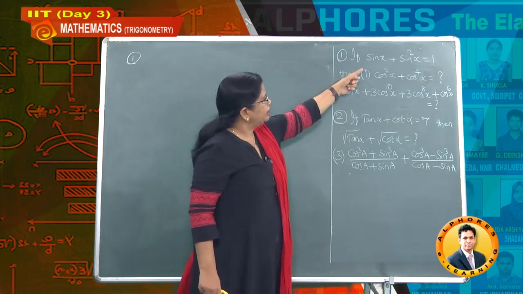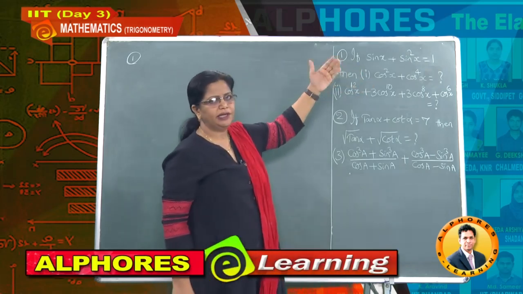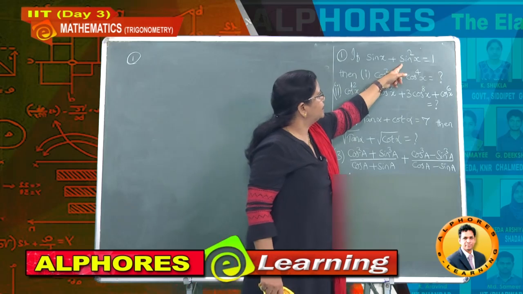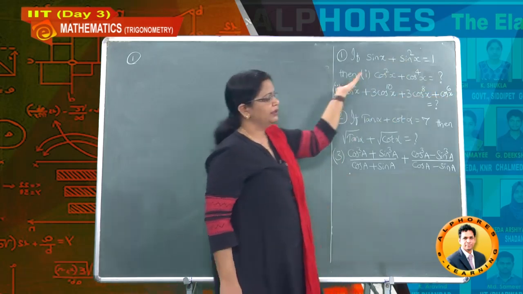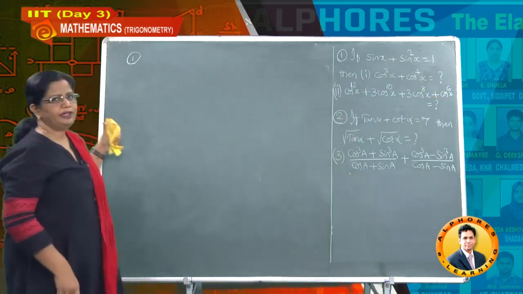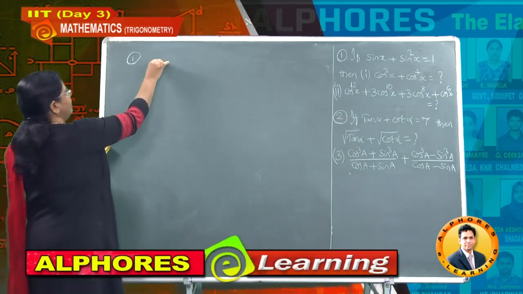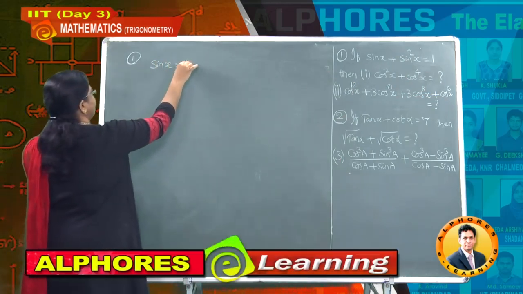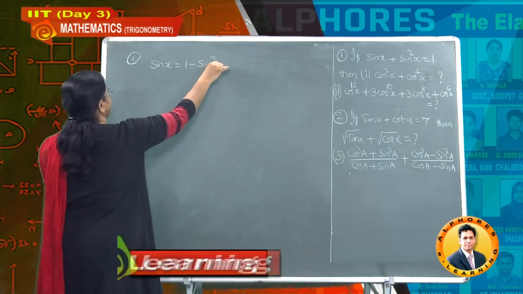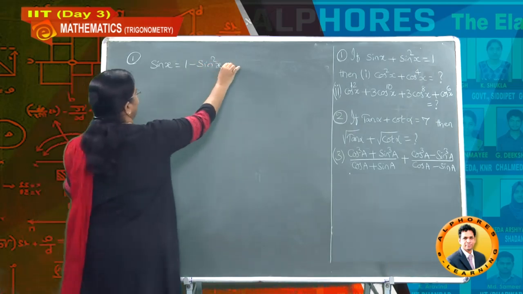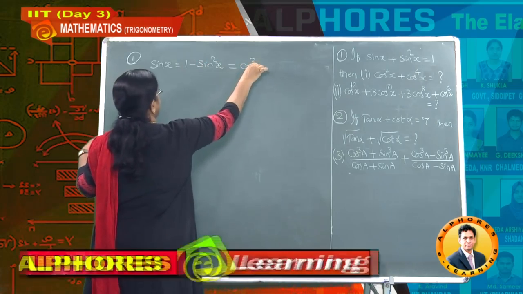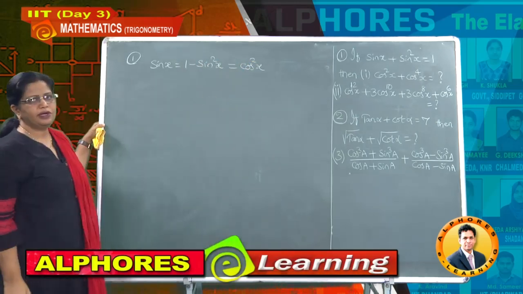Hence I will take here an easy formula, that is the identity, sin square x. If you take that side, then you will get sin x equal to 1 minus sin square x. So I am taking the given condition as sin x is 1 minus sin square x, and this is nothing but cos square x. So you got the result, sin x is equal to cos square x.